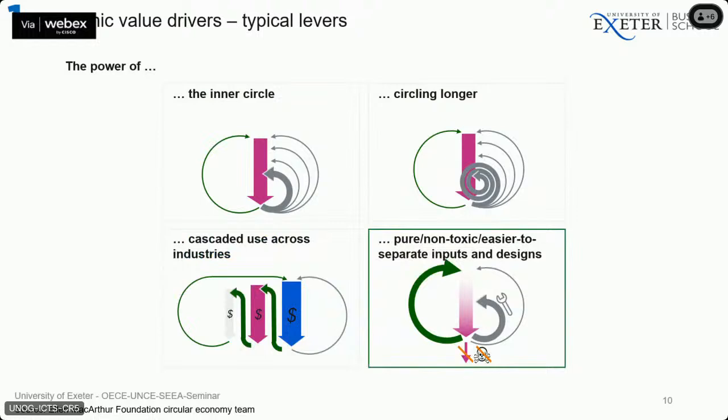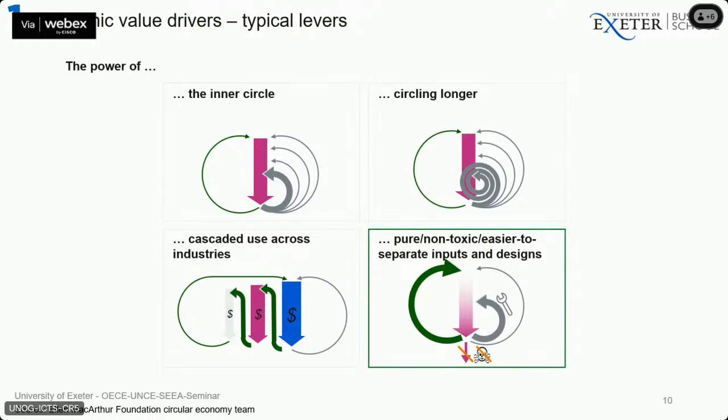So the first one is you create the power of the inner circle. So instead of going the recycling or the composting route, keeping a product in use has sometimes typically factor 10 and higher value preservation potential. So this is really important to keep materials and products in use as long as possible. The circling longer as well. If you disintermediate replacement, you do save on the natural and mineral feedstock.